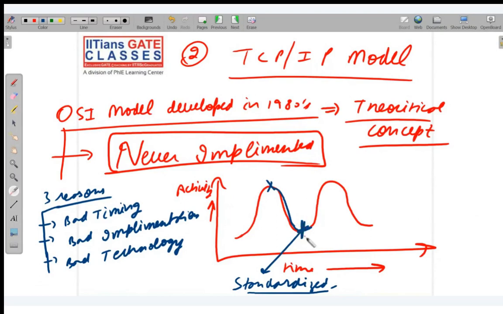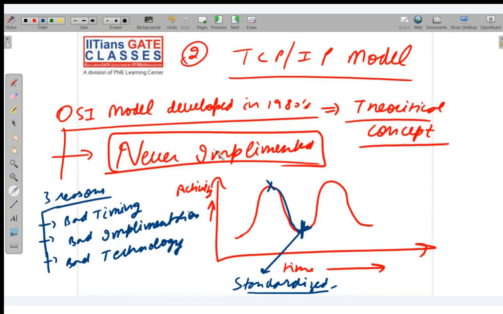What do you mean by standardizations? They will give you fixed rules and regulations, like step one, you have to do this thing. Step two, you have to do this thing, and so on. They will provide steps and all. So they will properly standardize the technology. Okay, and then again activity increases.